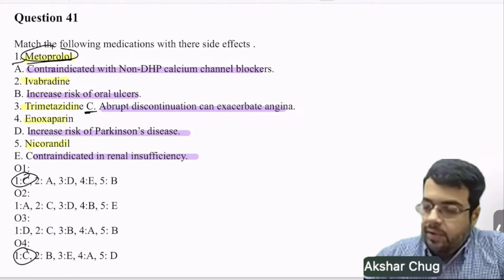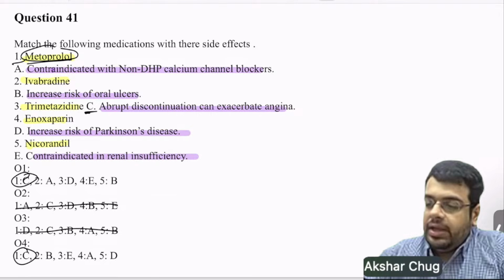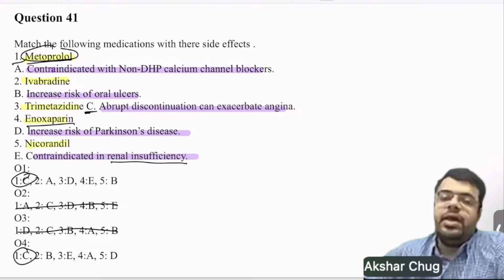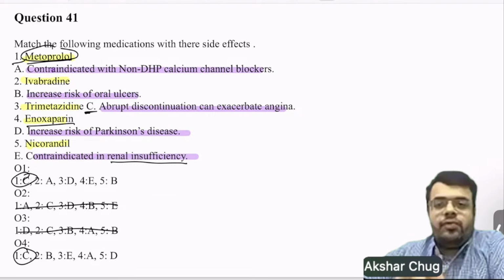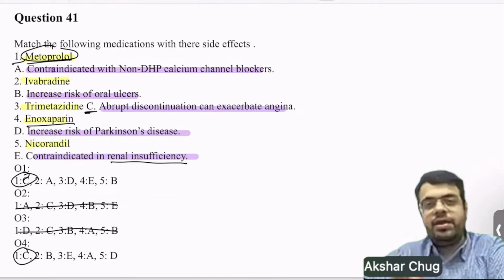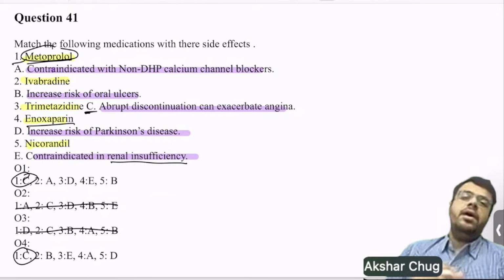So we can again rule out two options from it. Next, what we know is enoxaparin. Now, enoxaparin is contraindicated in renal insufficiency, as we know that LMWH, which means low molecular weight heparin, is contraindicated in renal insufficiency, whereas unfractionated heparin is relatively safer in case of renal insufficiency.